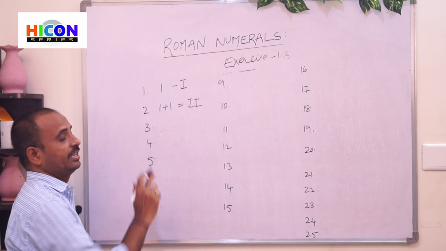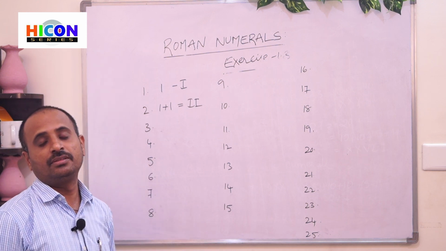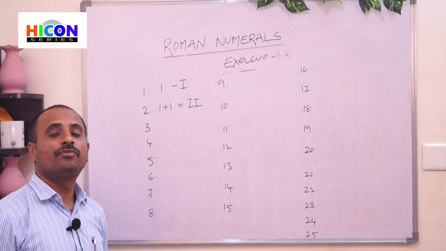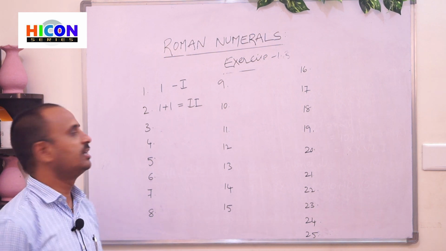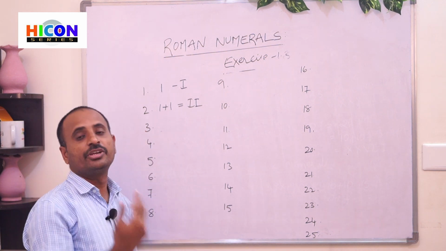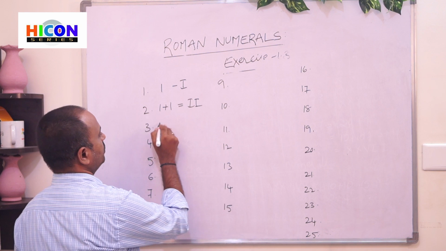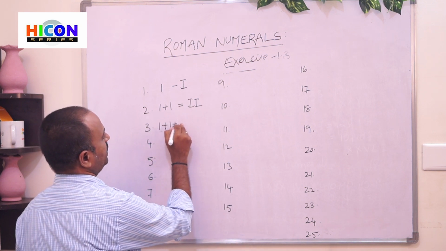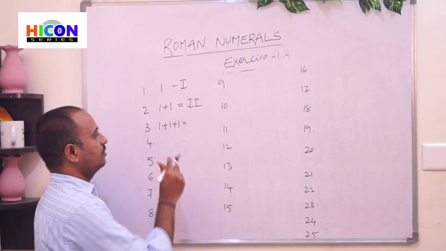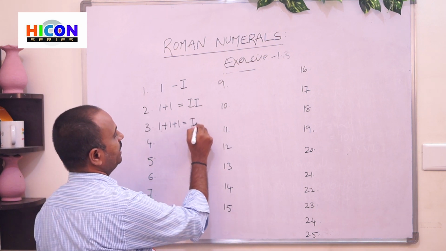And 3. There is no symbol for 3 in the Roman numeral. That's why we have to split 3 into ones. That becomes 1 plus 1 plus 1. So 1 means I, so I, I, I.